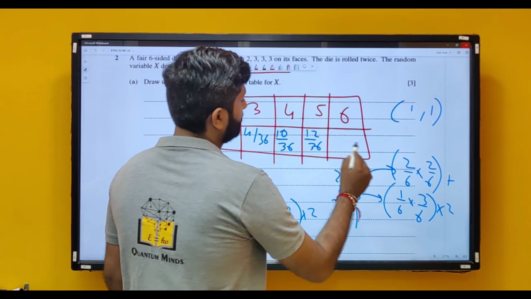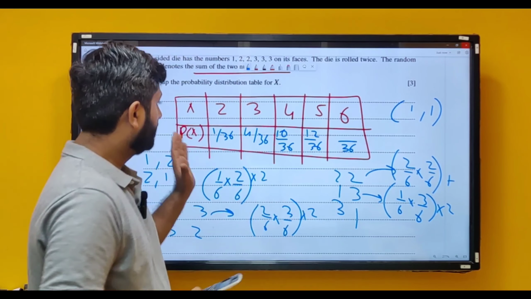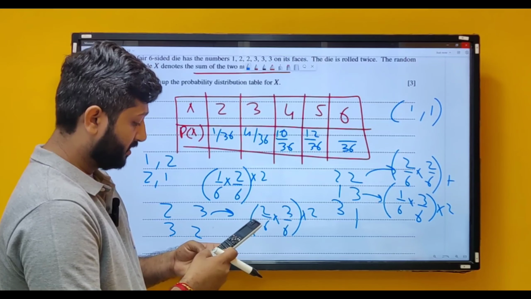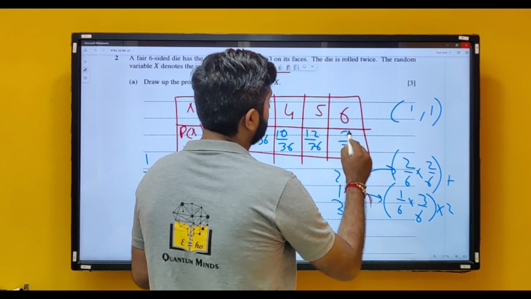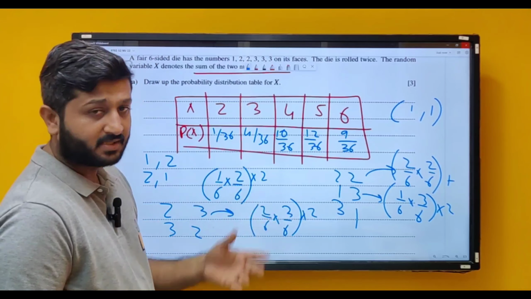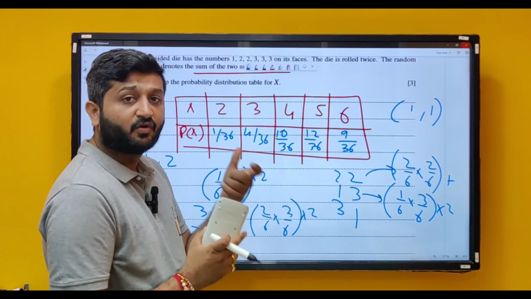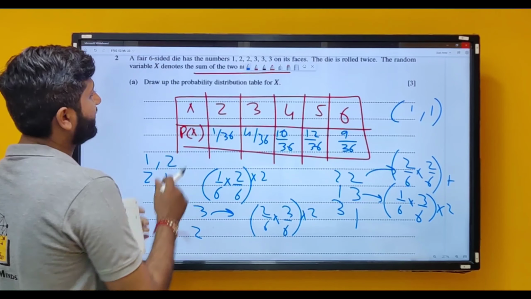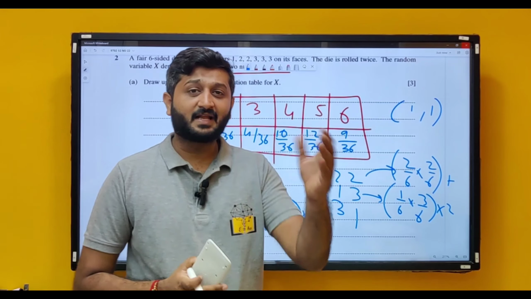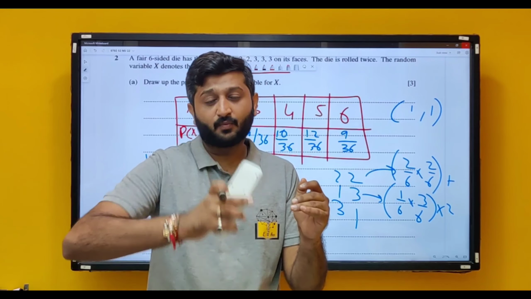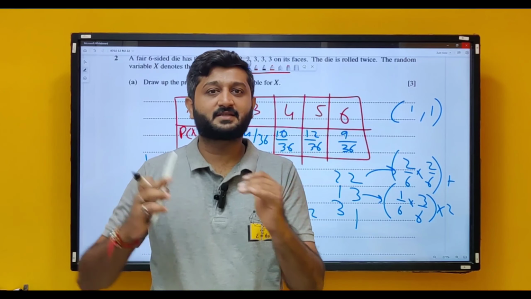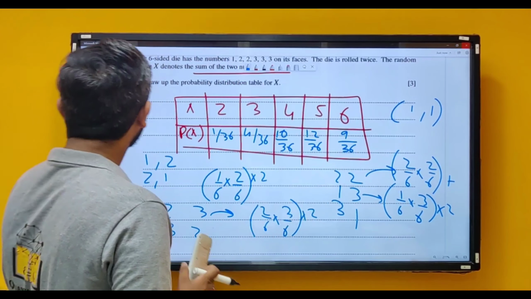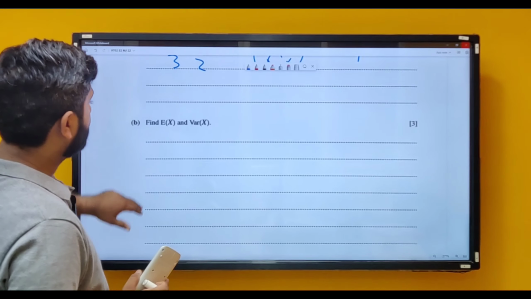Now the probability of 6 is obviously going to be such that the total should be 1. So 36 minus 4 plus 10 plus 12 is 9 by 36. But you should also check your answers. This is one way to verify whether your answer is correct or not. How can I get 6? I can get 6 if I have 3 and 3. So the probability of getting 3 is 3 by 6 and one more 3 is 3 by 6. So 3 by 6 into 3 by 6 is 9 by 36. So it means what we have done is correct. Let us move to the next part.